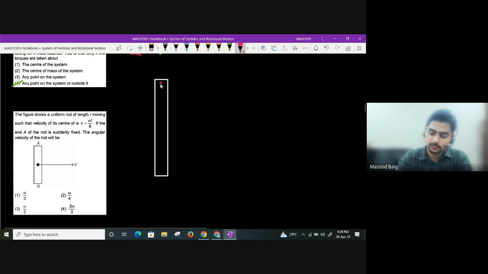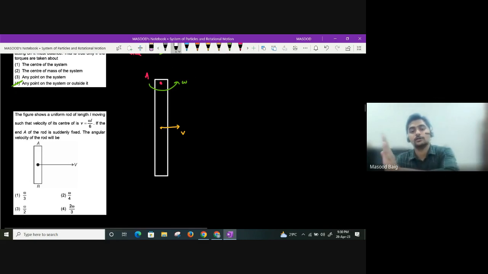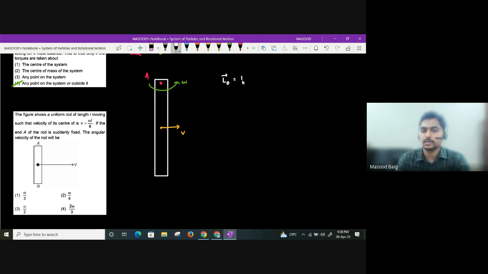Now this end became fixed. Just before this end is fixed, guys, what is happening? There is some velocity to the rod. Just after, what will happen? It will rotate with some angular velocity. What is the angular velocity they are asking? So what is happening here? Translation is getting converted into rotation. So I can say whatever orbital angular momentum is there before suddenly fixing it, that will get converted into spin angular momentum after fixing it, guys.